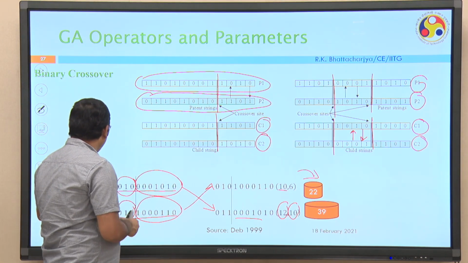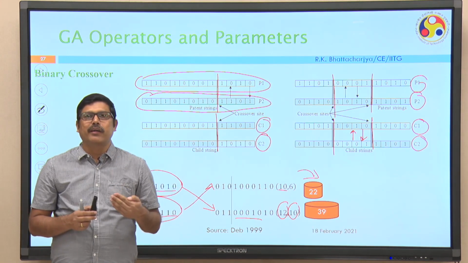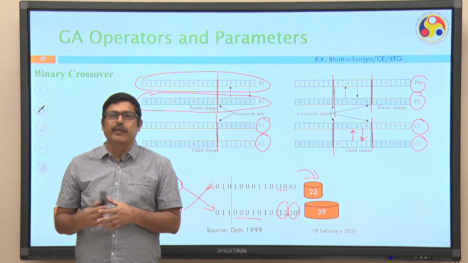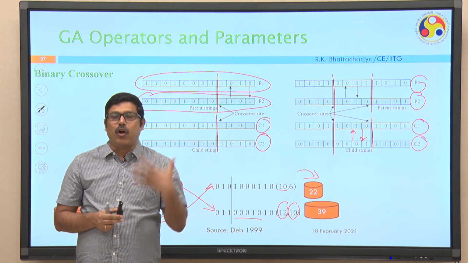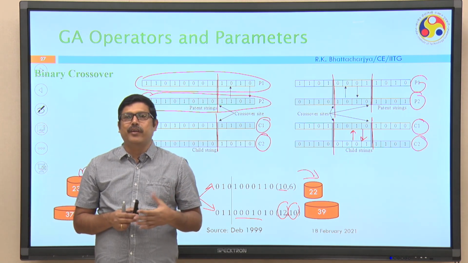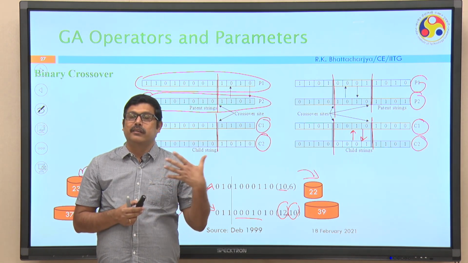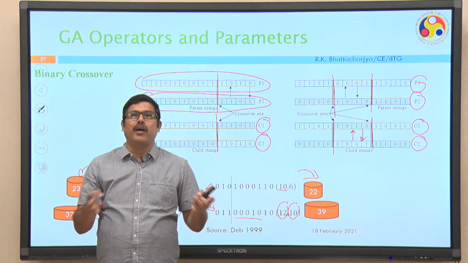Earlier the solution was 8 and 10, and now the new solution is 10 and 6. Similarly, here the earlier solution is 14 and 6, and the new solution is 12 and 10. So, whatever offspring you are getting are near to their parents. So, what does it mean? That the crossover operator is basically creating new solutions near the parents. So, it means that crossover is actually doing a local search, it is searching near the parents.